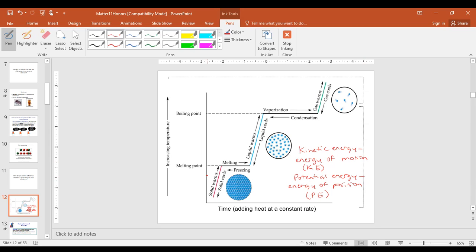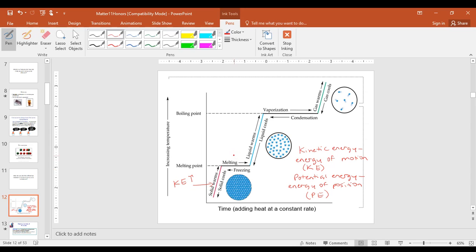So here, when we look at this curve at the beginning, as the solid is heating up, the temperature is changing. And the reason why the temperature is changing is because the molecules or atoms in that solid are moving faster and faster and faster. So we say the kinetic energy is increasing. And kinetic energy is related to the temperature. The higher the temperature, the higher the kinetic energy.